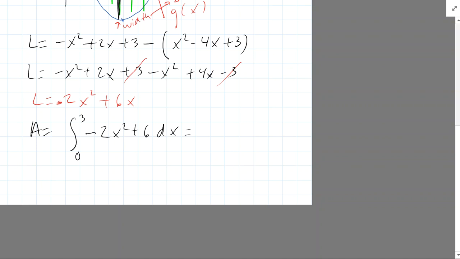Yeah. What's the antiderivative of a negative 2x squared? 2x cubed over 3, okay, what's the antiderivative of 6x? 6x squared over 2. Am I going to evaluate this from 0 to 3? Is that not supposed to be 6x squared? Up, there's an x there. So, yeah, thank you. Yes, I lost it.